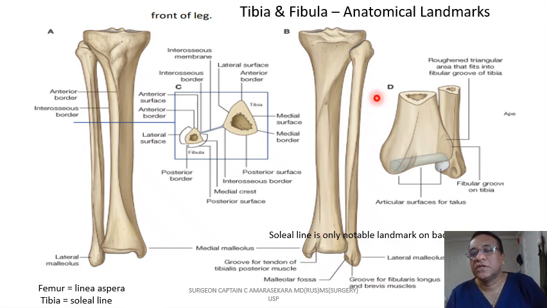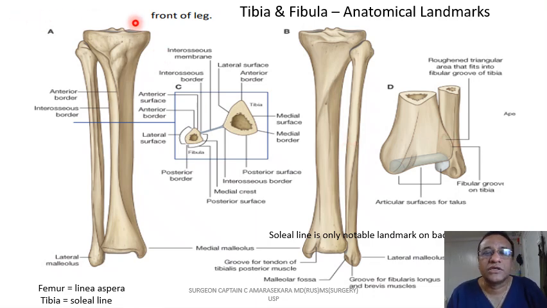Here is another picture, a closer view. You can identify that this is your articular surface. This articular surface articulates with the talar bone, the talus, and you can see this rough area. This is called the fibular groove of the tibia. It's a roughened, triangular area. This triangular shape fits into the fibular groove of the tibia. So now you can identify this.